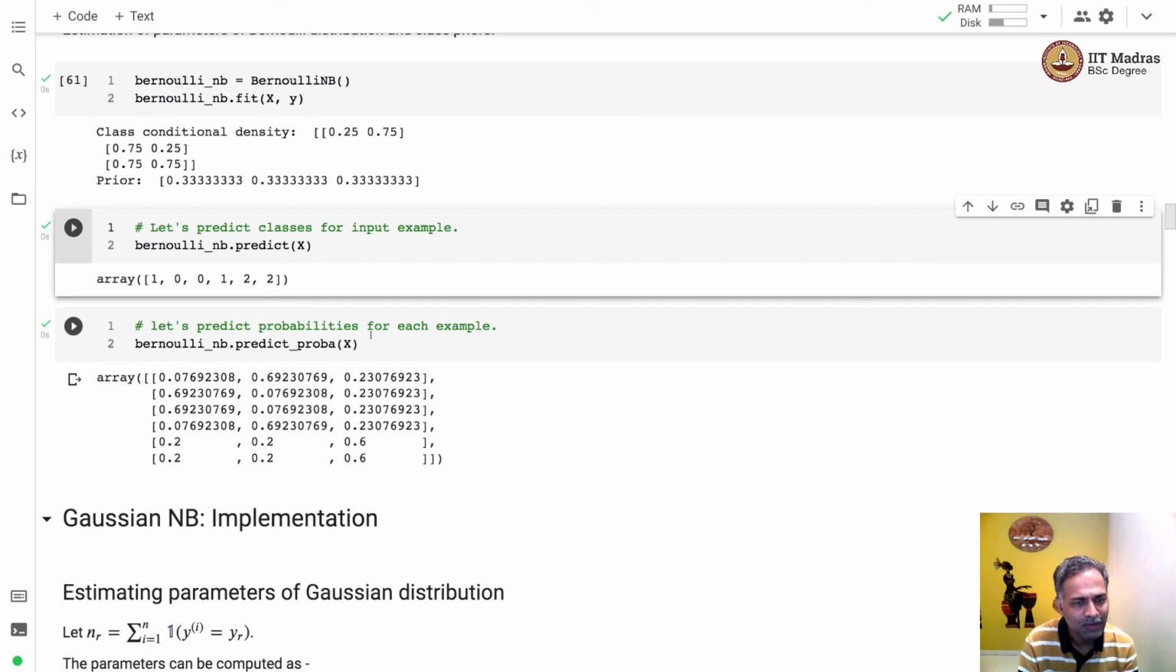And we can also calculate the probability for each sample of belonging to different classes. You can see that these probabilities row wise will sum up to 1. The first example gets the probability of 0.69 of belonging to class 1. The fourth example also gets the probability of 0.69 of belonging to class 1, and so on. In the last 2 examples we get the probability of 0.6 of these 2 examples belonging to class 2.